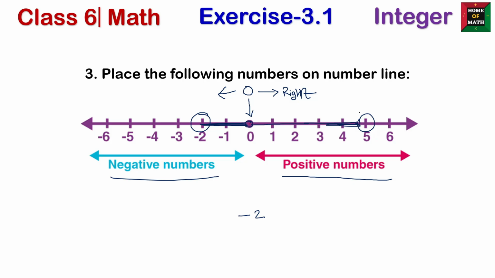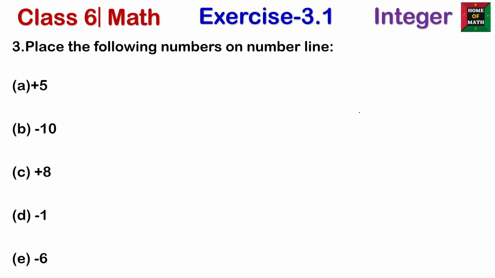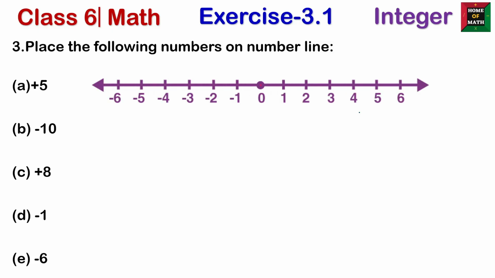Okay, if anybody says plus 5, so this is 5, this is 0, so like this. Okay, now start our question. Place the following numbers on number line. So first plus 5. So this is 0 and this is plus 5 because right side is a plus and left side is a minus. So this is plus. So we can draw like this.